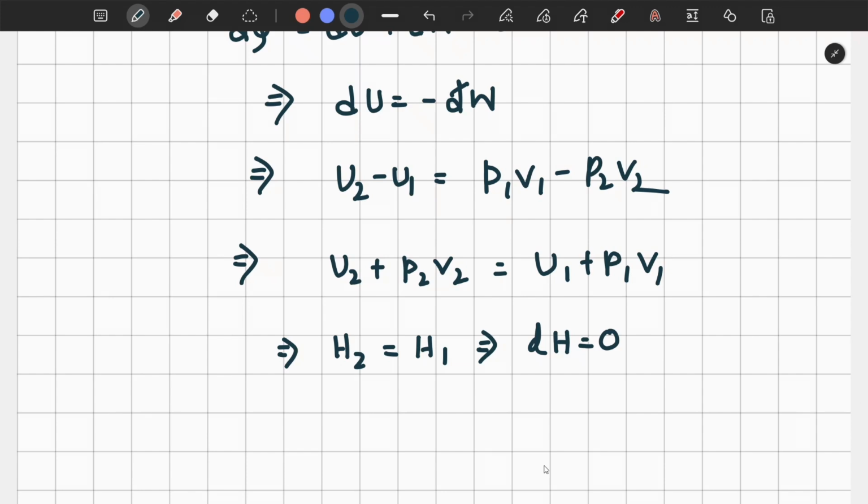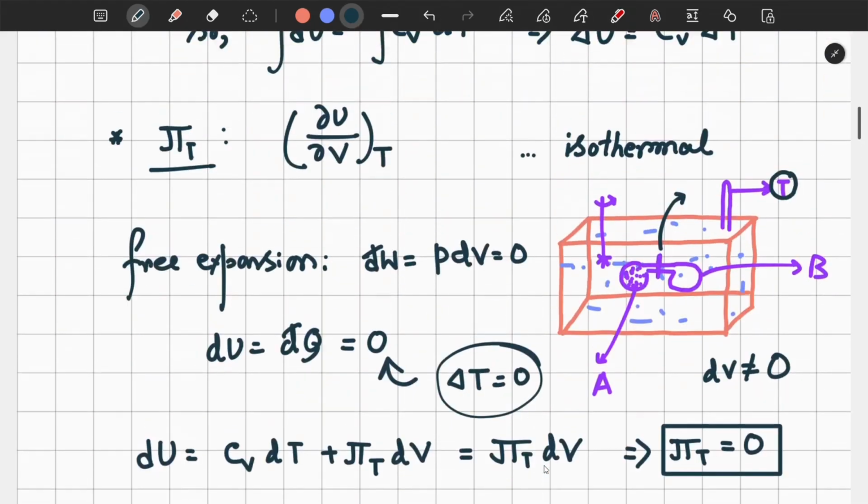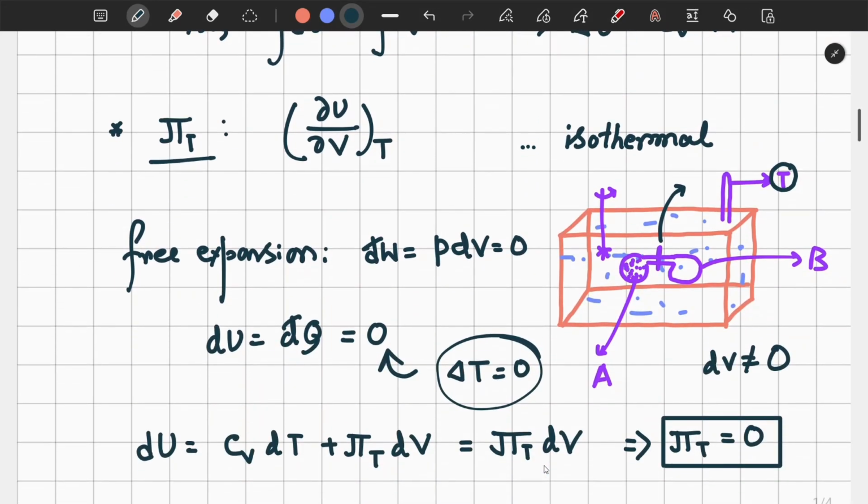Is there any process where the internal energy change is zero? That Joule tried to do, but he failed, he did not succeed. If you remember, he wanted to do dU equal to zero, an isointernal energy process, but he did not succeed.